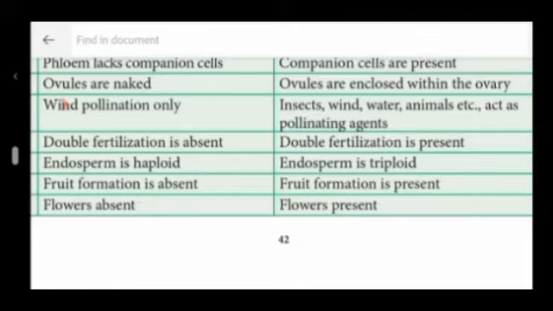The double fertilization product is the endosperm. In gymnosperms, the endosperm is haploid because the endosperm formation takes place before fertilization, but in angiosperms, the endosperm is triploid in nature. Fruit formation is absent in gymnosperms. Fruit formation is present in angiosperms. The flowers are absent in gymnosperms and flowers are present in angiosperms.